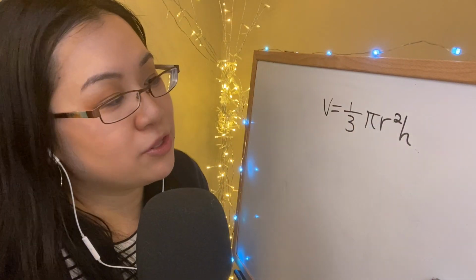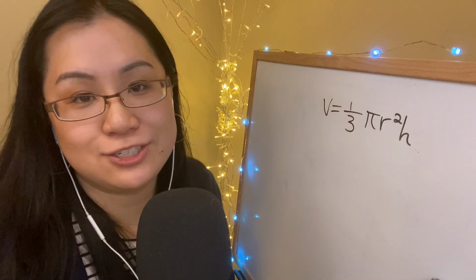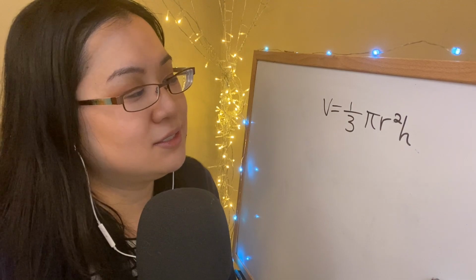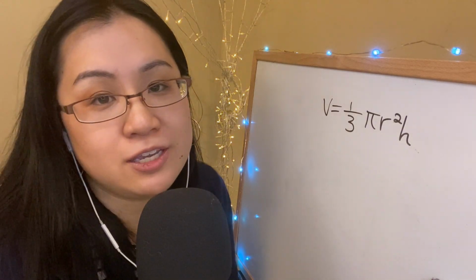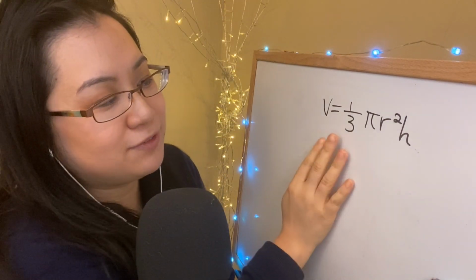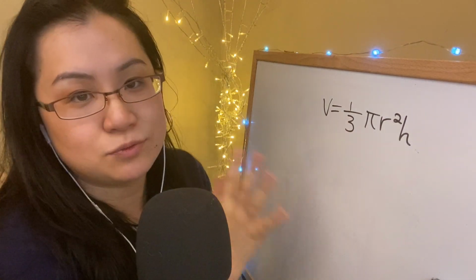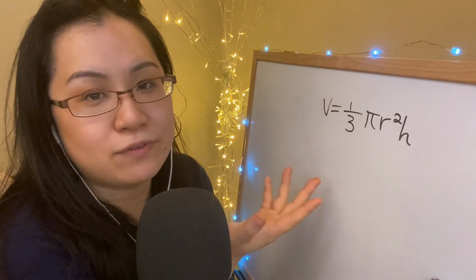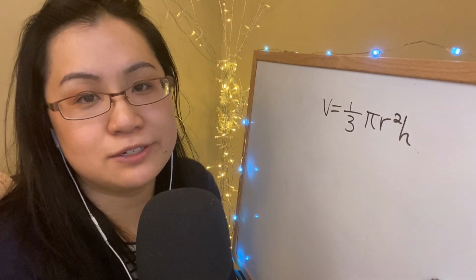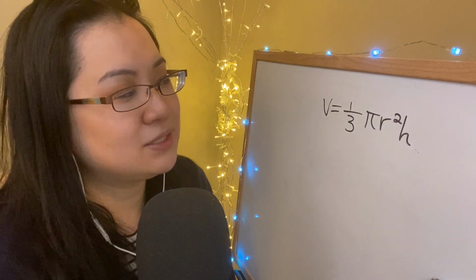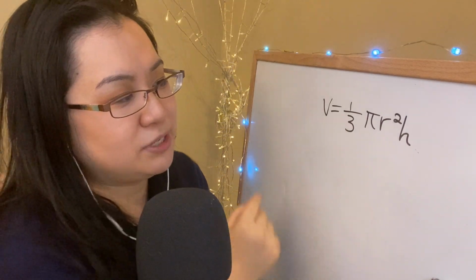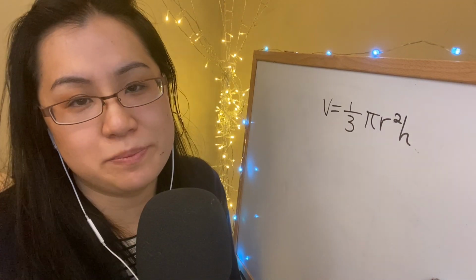V equals 1/3 pi r squared h. This is actually a volume formula, and this is the volume of a cone, and sometimes the formulas come from actual formulas in math, like in this case volume or whatever else, or other subjects like chemistry or physics or whatever. But sometimes you can just look at it like just a normal 1, 2, 3 variable equation and just do the math behind it.